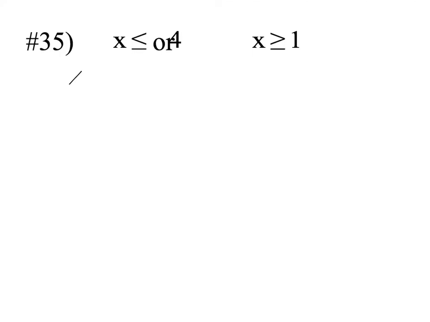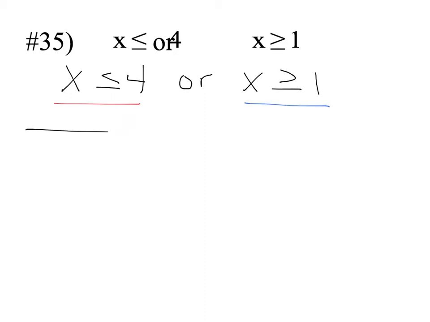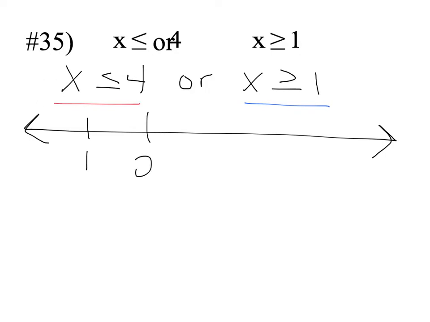Okay, number 35 says x is less than or equal to 4, or x is greater than or equal to 1. So again, we're going to label red and blue. Okay, so we've got 1, 2, 3, 4, 5.